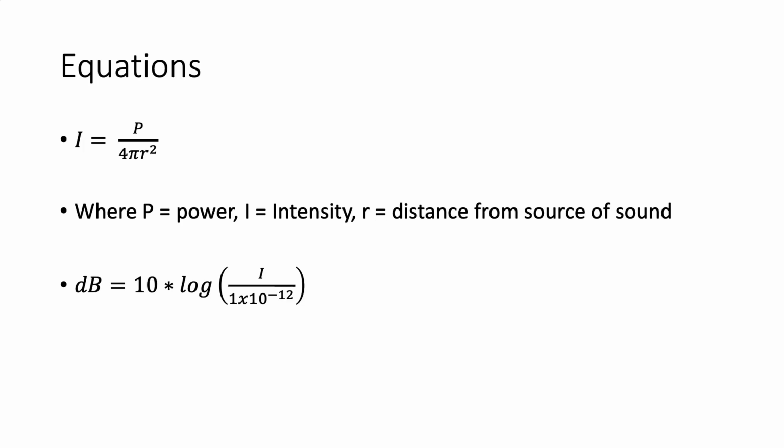Alright, this is how you do a problem in the sound chapter, or waves. Here are the equations we're going to be using today. I is equal to power over 4 pi r squared. The power is the power of the sound in the sound wave. Intensity is how much of that sound is crossing a surface area, and r is the distance from the sound.